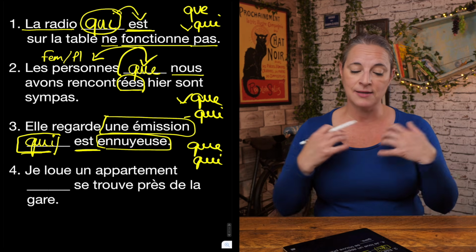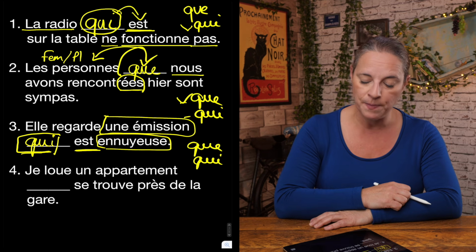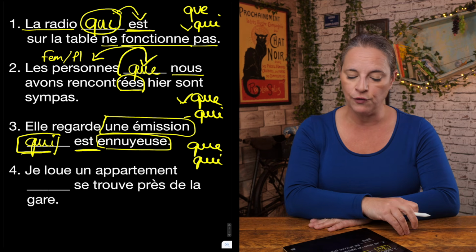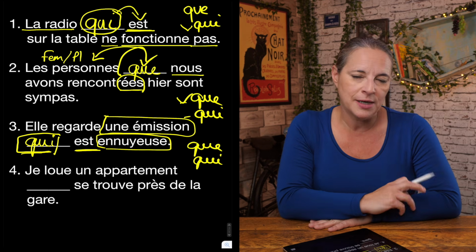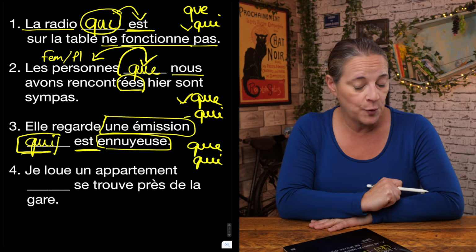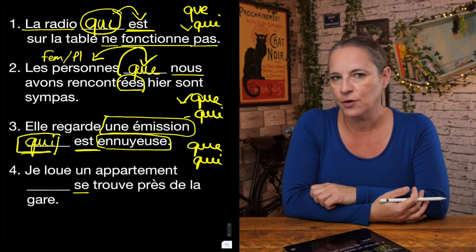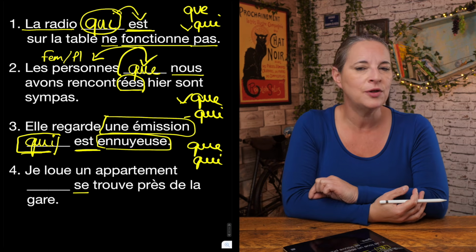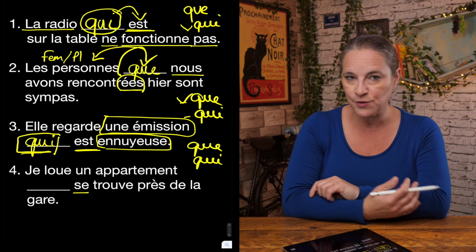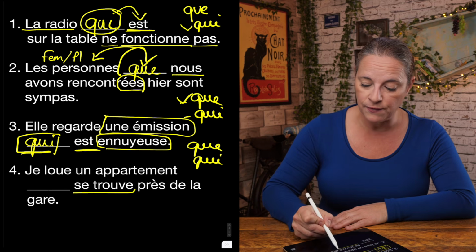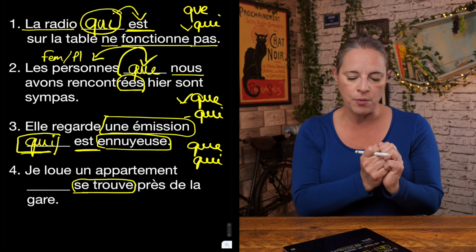Have a look at the last one. Je loue un appartement. Something se trouve près de la gare. Okay. Now, I've chosen this one because it's slightly more tricky. The reason being is that you have se. Se is not a noun. Se is a pronoun, but not a subject pronoun. Se is a reflexive pronoun. So it comes directly with the verb, and you should count that as the whole verb.